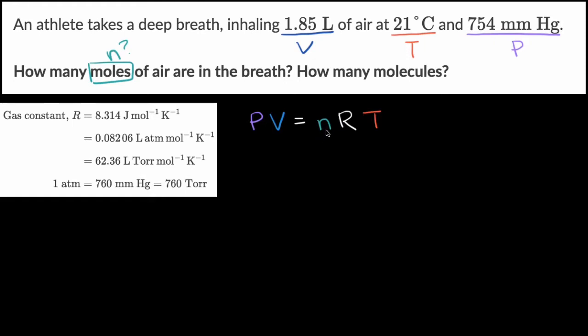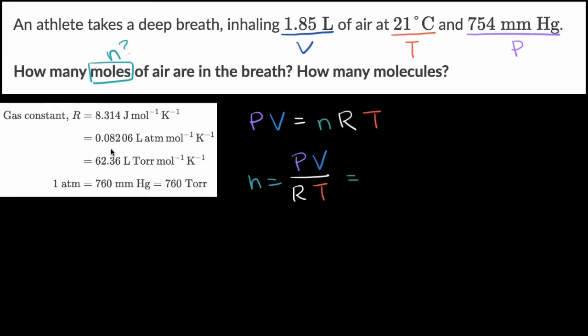So to solve for n, you just divide both sides by RT, and so you are going to get that n is equal to pressure times the volume over R times T. And so this is going to be equal to what? Well, our pressure is 754 millimeters of mercury.